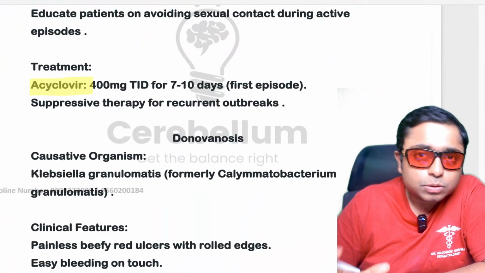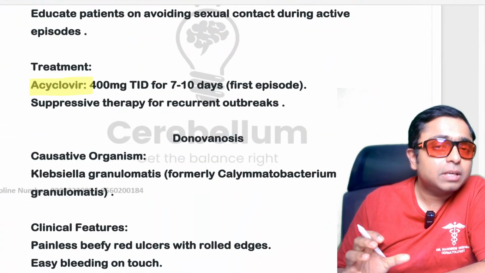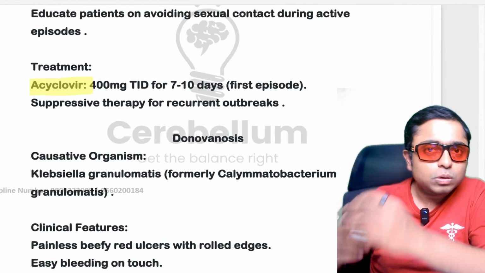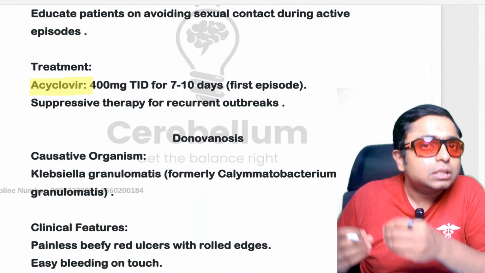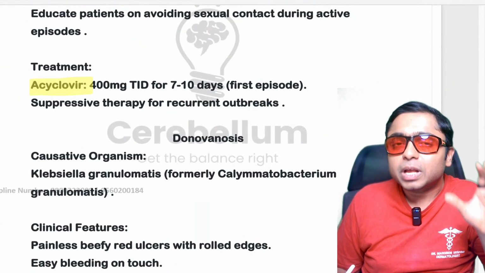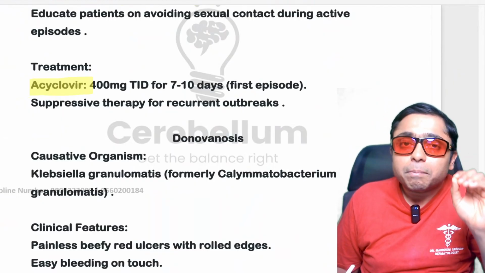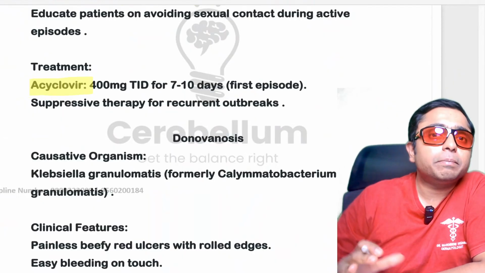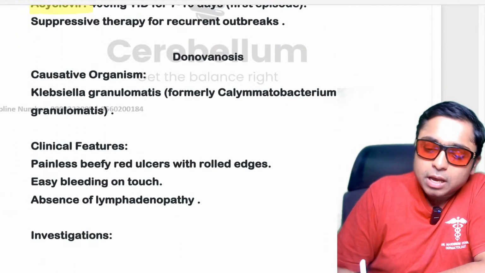Remember, students, the examiner has once asked: what are those sexually transmitted conditions where partner treatment is not required? Remember, the answer is herpes genitalis, bacterial vaginosis, and candidiasis. In these 3 conditions, partner treatment is not required. Very important previous year question.